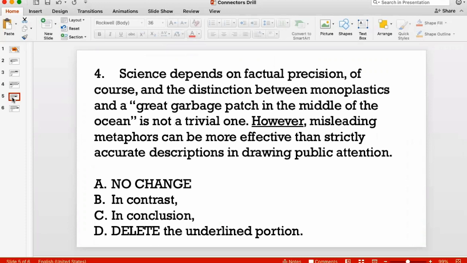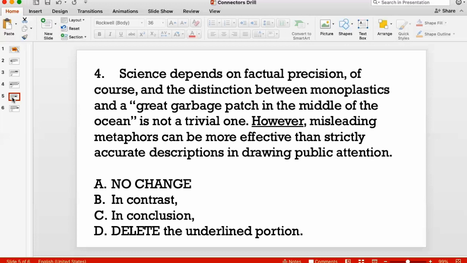So again, let's unpack. Most of the time in connector questions, you would have to be very certain of what the sentences are saying before you come to an answer. So I can see that the first sentence is trying to talk about monoplastics, and it is saying that the distinction between monoplastics and describing them as a great garbage patch in the middle of the ocean, that distinction is not a trivial one, is not a small one. It's an important distinction. Because science relies on precision, there is an important distinction between calling something a garbage patch and referring to it as monoplastics, right? So that is an important distinction.